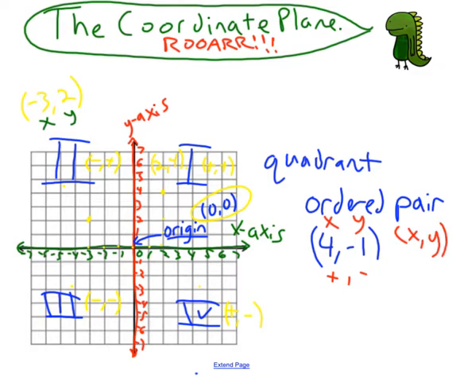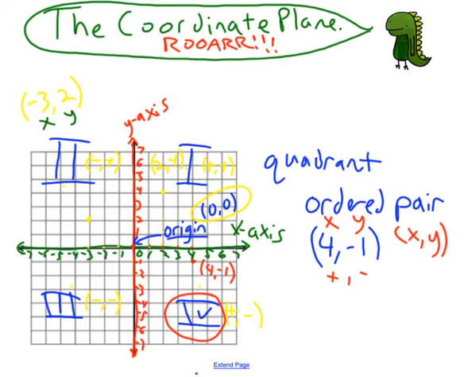So where do we have x positive, y negative? Yeah, we're going to be down here in quadrant 4. So let's plot that. Let's go 4 on our x number line, on the x-axis. We always start at the origin. We go 1, 2, 3, 4. And then since it's -1, we go down 1. And that would be our point right there, 4, -1. So that's an example of an ordered pair.